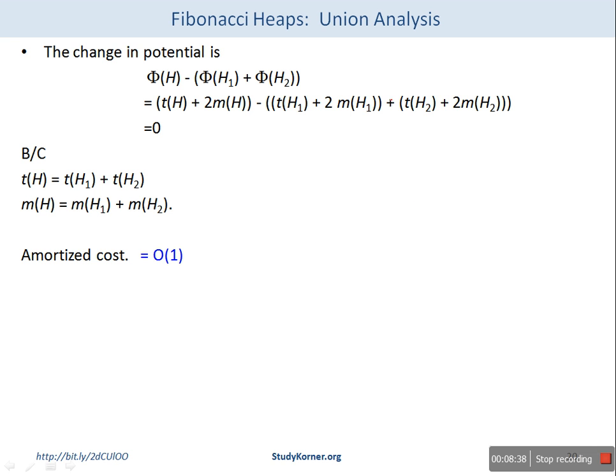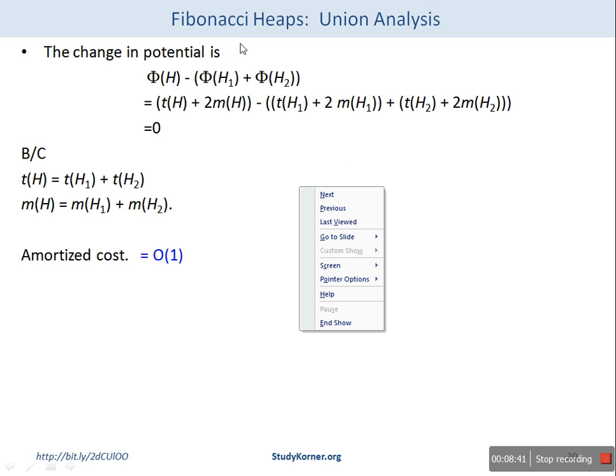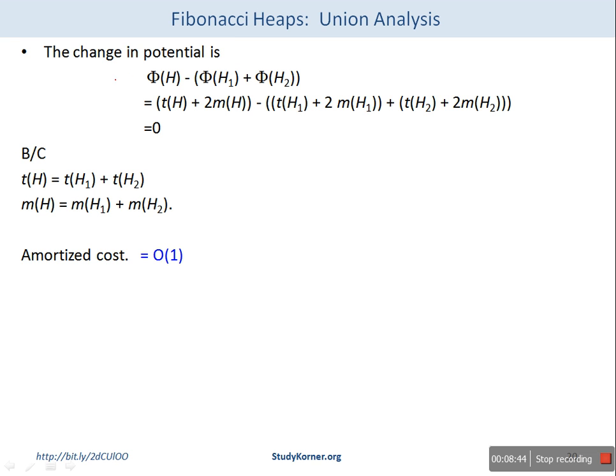Okay, so let's analyze the performance. The performance is analyzed by the potential function. The change in potential is phi of H after the operation, minus phi of H1 and H2, which we initially have as two heaps. So this is the data structure after the operation, and this is the data structure before the operation. We have to calculate phi of H1 and phi of H2. This is how we calculate: t(H) plus 2m(H), minus t(H1) plus 2m(H1), and similarly for H2, and the difference between these two is 0.